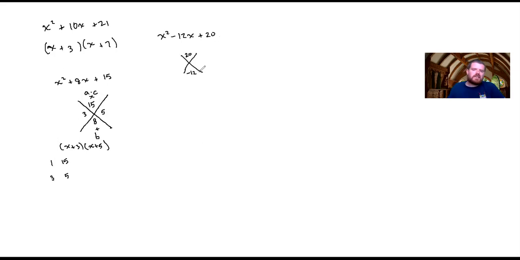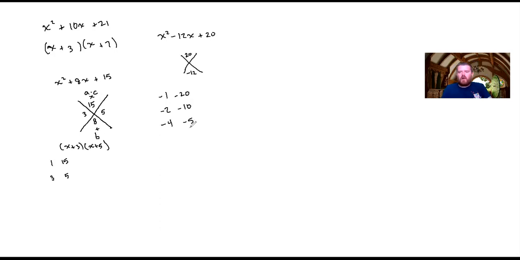So because my c term is positive and because my b term is negative, that tells me that both of these factors have to have a minus sign, right? Because a negative plus a negative is a negative, but a negative times a negative is a positive. So I can write out all the factors of 20, and these would be negatives. Negative 1 and negative 20, negative 2 and negative 10, negative 4 and negative 5.